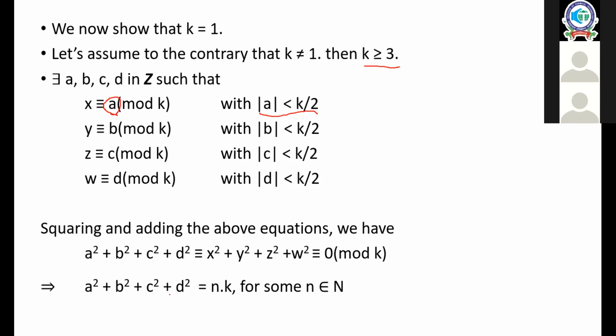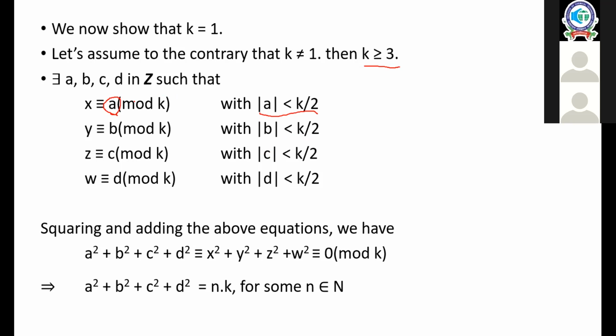So k not equal to 1 we are assuming, and so k greater than or equal to 3 means k is odd. That part is okay. Now we are claiming that there exist a, b, c, d such that x is congruent to a mod k and mod a less than k by 2. So why, how is that part? Can you repeat the question? So here we are claiming there exist a, b, c, d in Z such that x is congruent to a mod k. With this I can find x, y, z, w with this a, b, c, d, where a, b, c, d satisfy this condition.